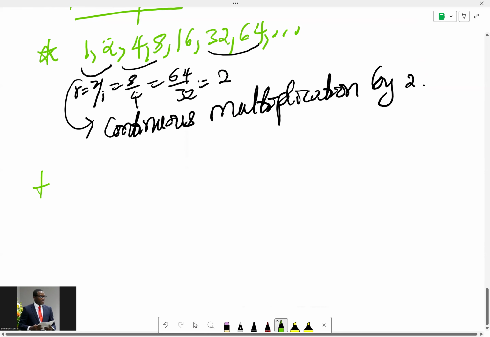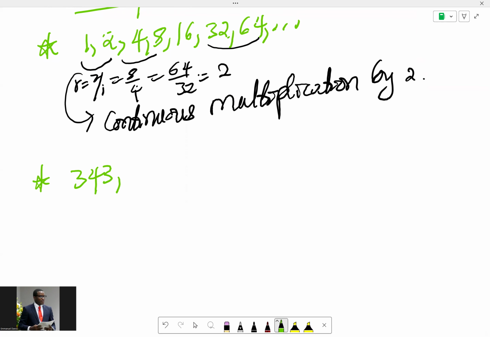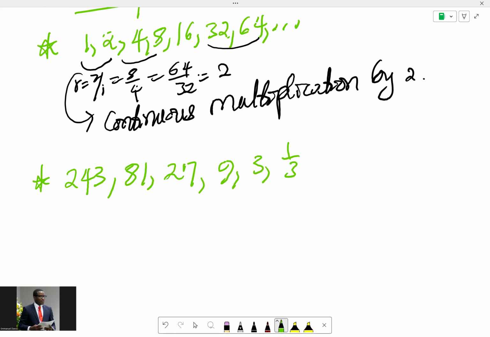So we can have another example. Imagine that we have 3, 9, 27, 81, 243. Yeah, it's 243. So we have 243, we have 81, we have 27, we have 9, we have 3, we have 1 over 3, we have 1 over, say, 9, and so on and so forth. So what's happening here?